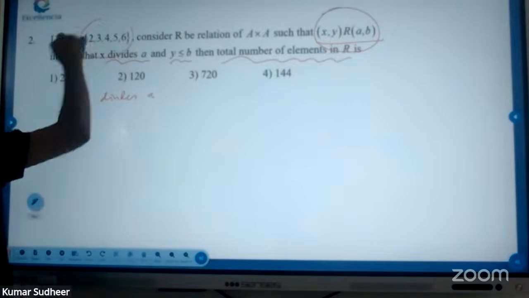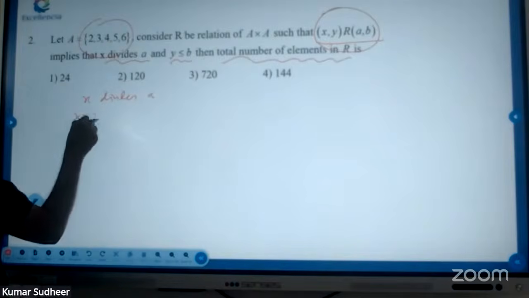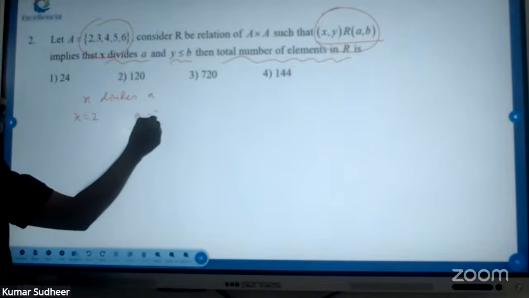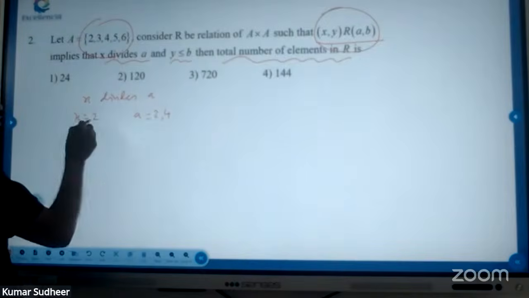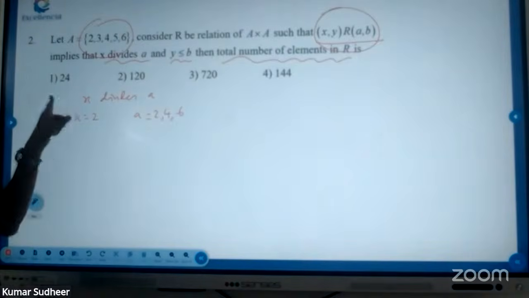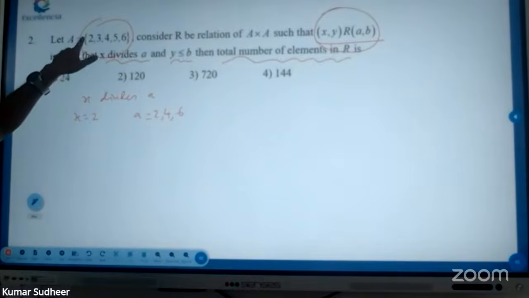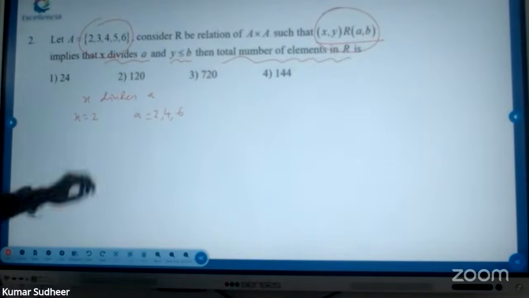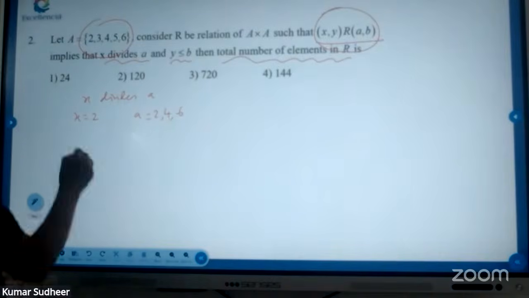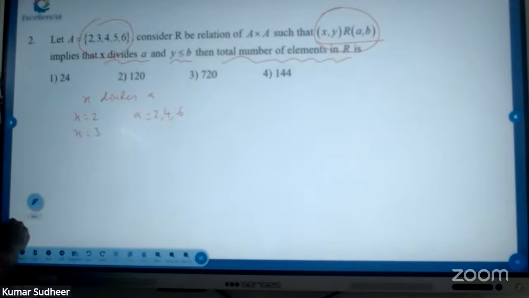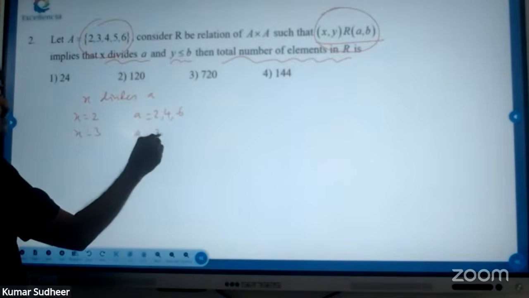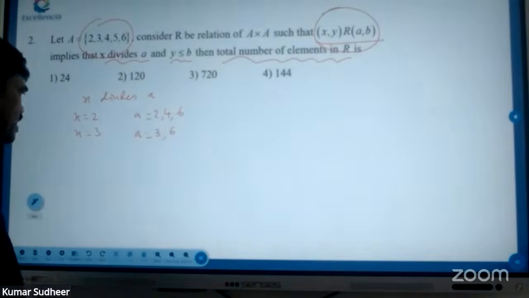So the elements are from here. Suppose X is equal to 2 if I take. What about this A? X divides A. So it may be 2, it may be 4, since 2 divides 4, it may be 6. X should divide A. A is from what? 2, 3, 4, 5, 6. In that, X divides A has how many possibilities? We have 3 possibilities. Let us consider X equal to 3. When I consider X equal to 3, what are the values of A we will get? That is 3 and 6. Only 2 possibilities we have.